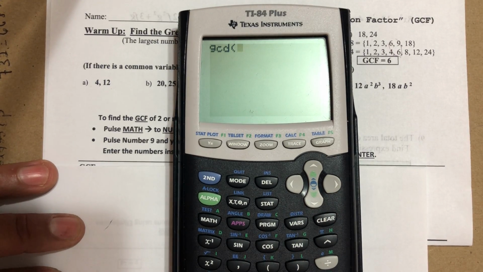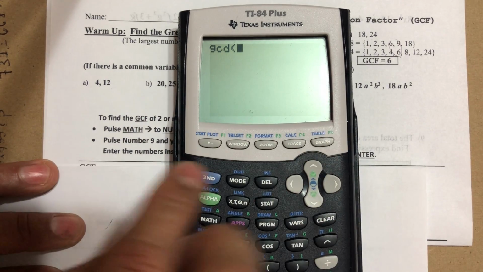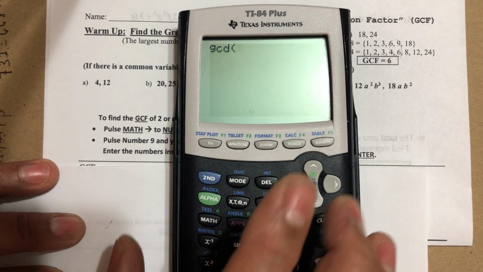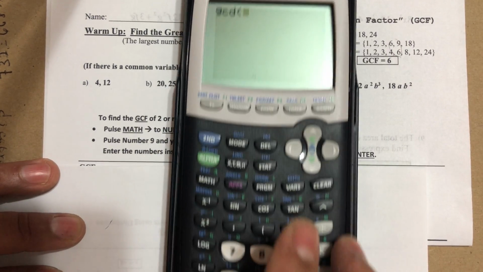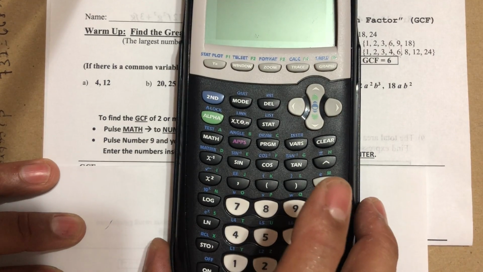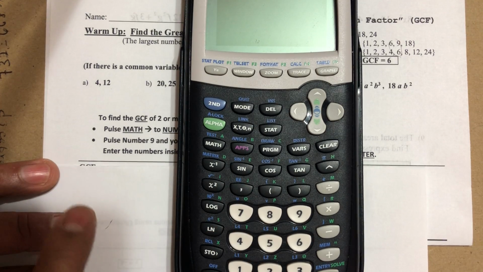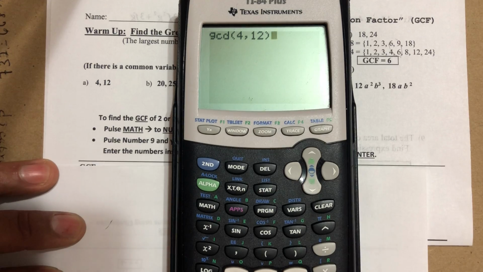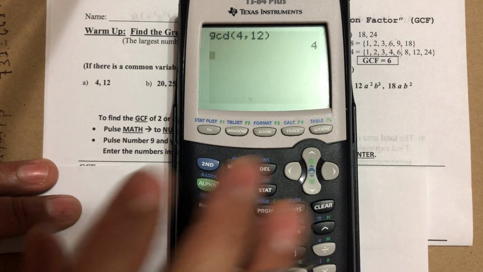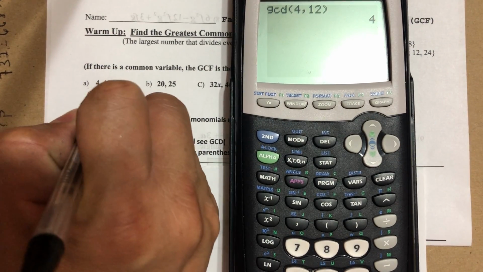And when you press number 9, this is what comes out in the window. GCD is the same thing as GCF, all right? So now you have to enter the numbers. All the steps are here, separated by a comma, all right? So I'm going to type 4, okay? Here's number 4. Then the comma symbol, which is here above the 7, comma, and 12, close parentheses, okay? That's how you do it. And you do enter. And you see that the GCF there is 4. So the GCF of these two numbers is 4.